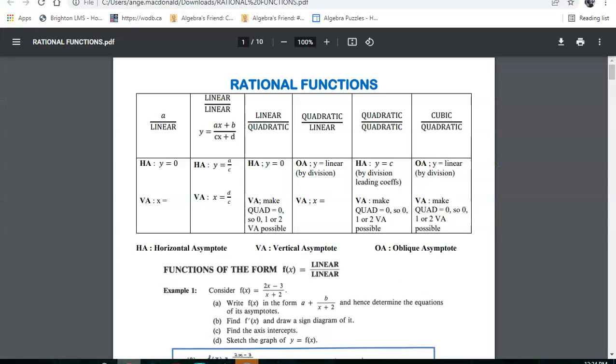However, when we've got linear over quad, so we've got small over big, it's always going to be y equals 0, your horizontal asymptote. So small over big, always equal to 0. For a big over a small, well, guess what? You could actually have OA, which stands for oblique asymptote. So it's a diagonal asymptote.